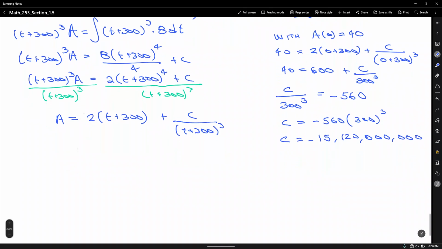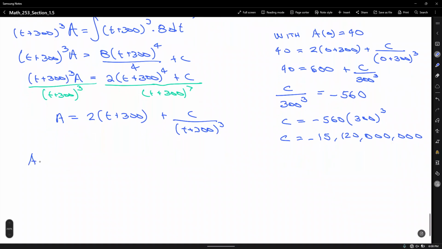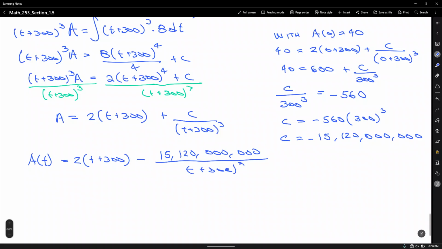All right, back to the equation, the particular solution, finally A of t. Notice I skipped the parentheses around t just to keep the notation simple. So A of t will be 2 times (t plus 300) plus C, or rather minus, because it's a negative number, 15 billion 120 million, over (t plus 300) cubed.